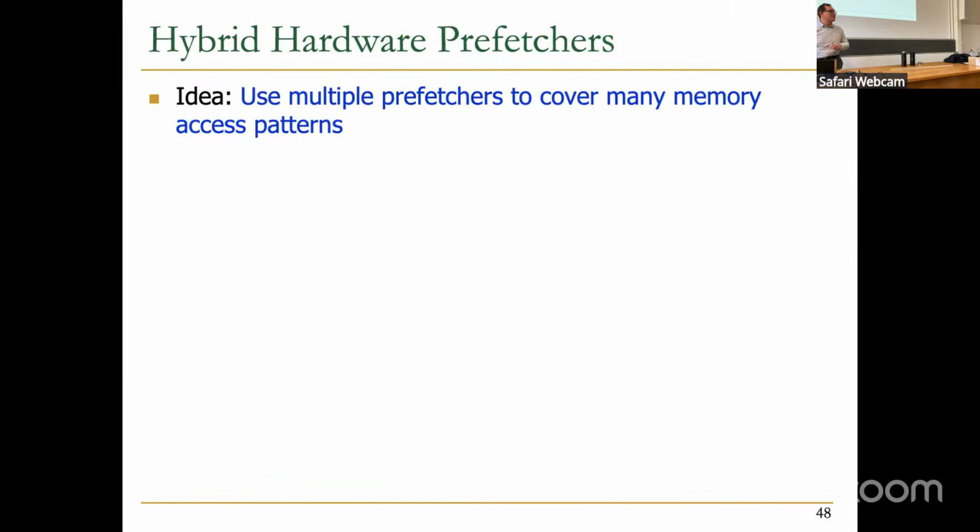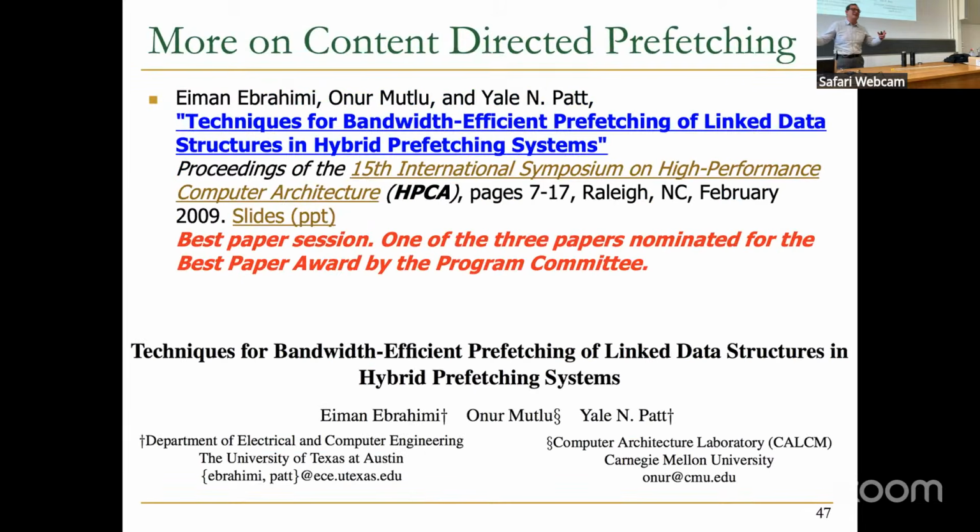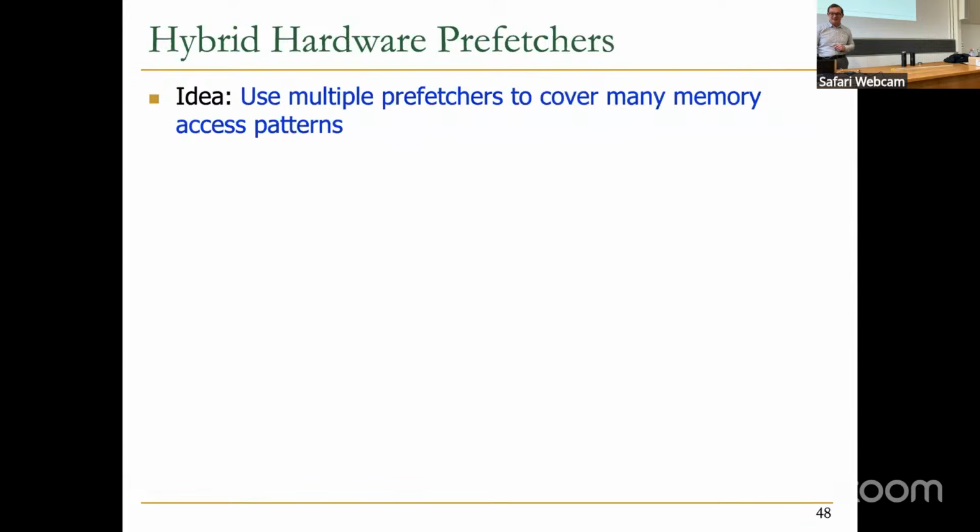Okay, let me cover hybrid hardware prefetchers, and then we're going to take a break. Essentially, hopefully it's clear to you by now that different prefetchers have different capabilities, right? This content-directed prefetcher is not going to work well for streaming accesses. It's not designed for it either. It's designed for a very special purpose, right? As you can see, this is a very special purpose prefetcher. And all prefetchers have upsides and downsides in terms of what access patterns they cover. That's why people use hybrid hardware prefetchers today.